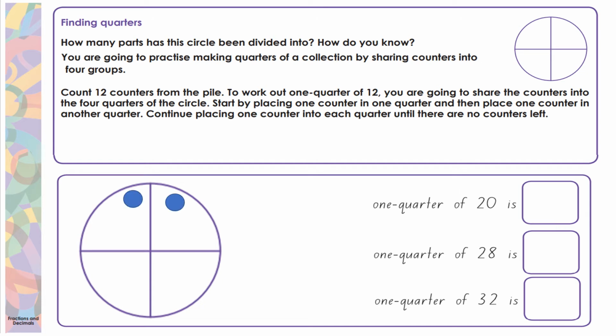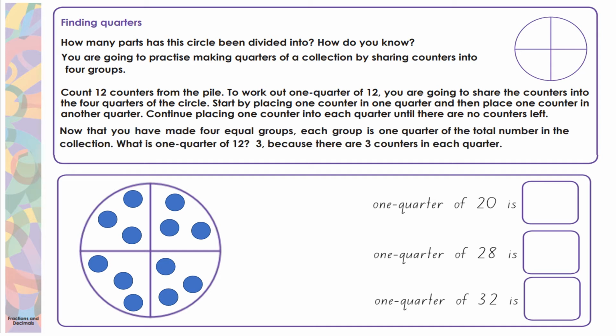1, 2, 3, 4, 5, 6, 7, 8, 9, 10, 11, 12. All right, I've shared out all my counters and I can see that in each quarter I have 3 counters. Each quarter is equal, so I know I've done it correctly. So I can say that a quarter of 12 is 3.